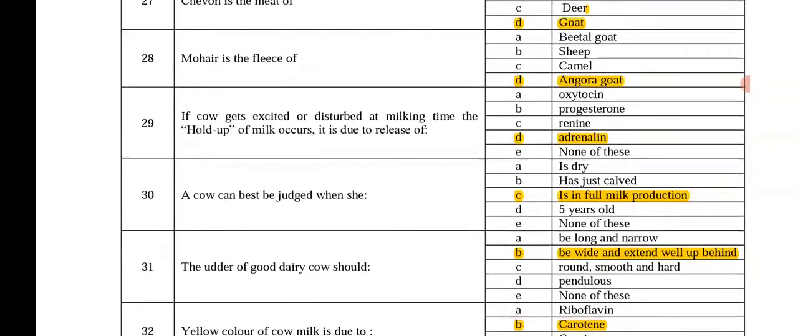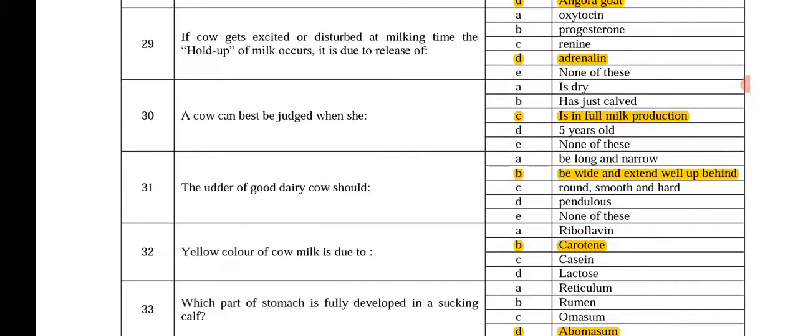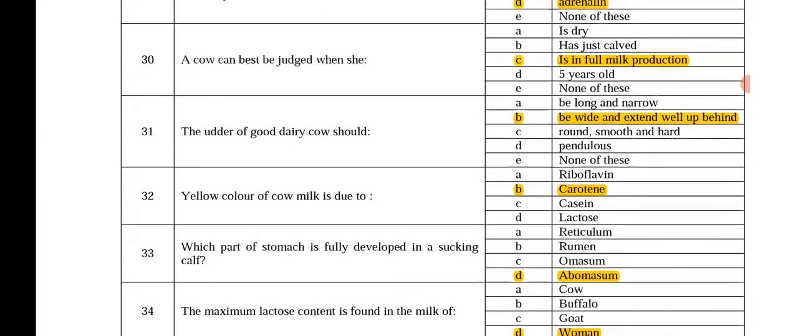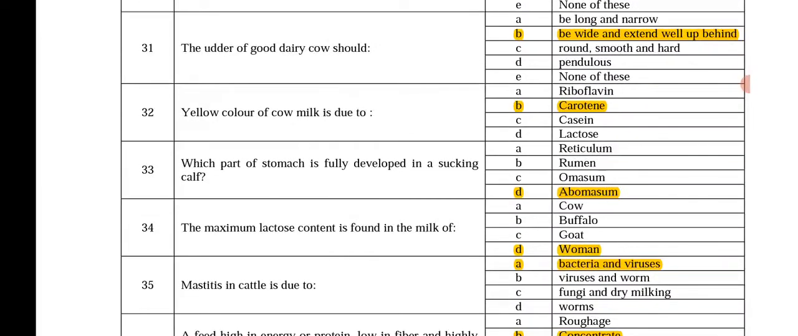A cow can be best judged when she is in full milk production. The udder of good dairy cow should be wide and extend well up behind. Yellow color of cow's milk is due to carotene. Which part of stomach is fully developed in sucking calf? Abomasum. The maximum lactose content is found in the milk of woman.